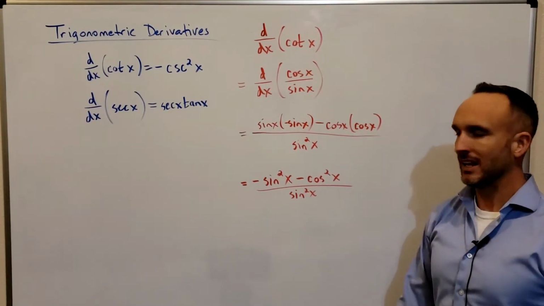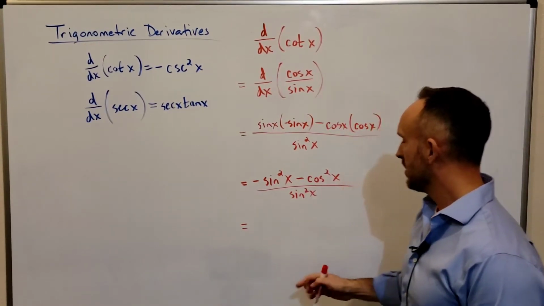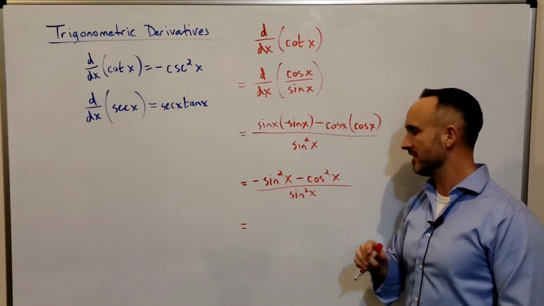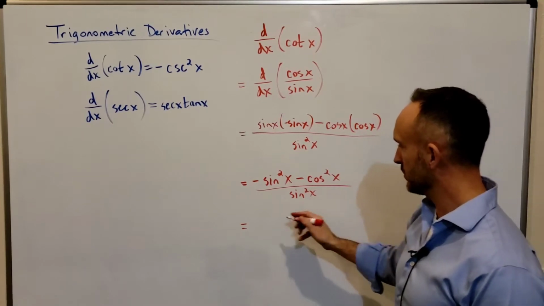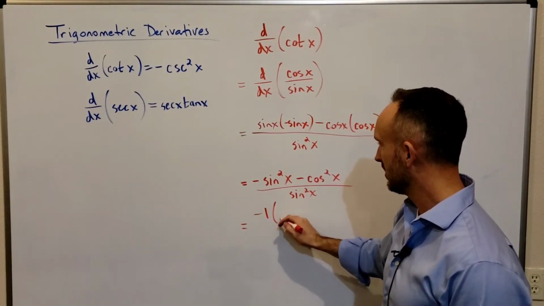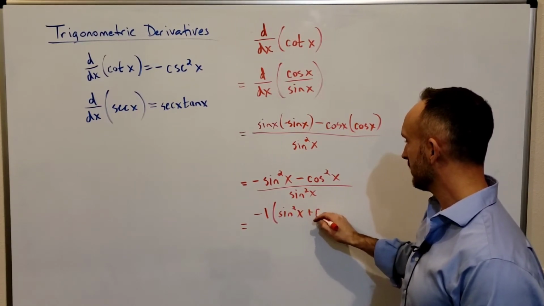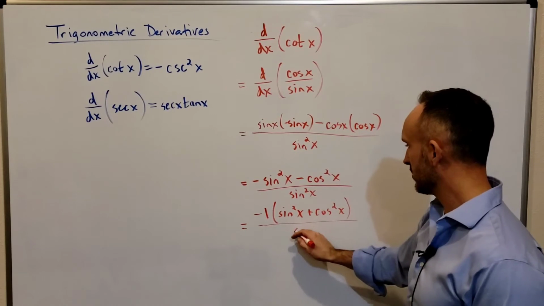All right? And again, this will be a review of some trigonometric identities. You notice the top, you've got sine squared and cosine squared, and there's a very nice identity that deals with that. The problem is we've got negatives here. So what we'll do is we'll factor a negative 1 out, leaving positive sine squared x and positive cosine squared x. And all of that's over sine squared x.